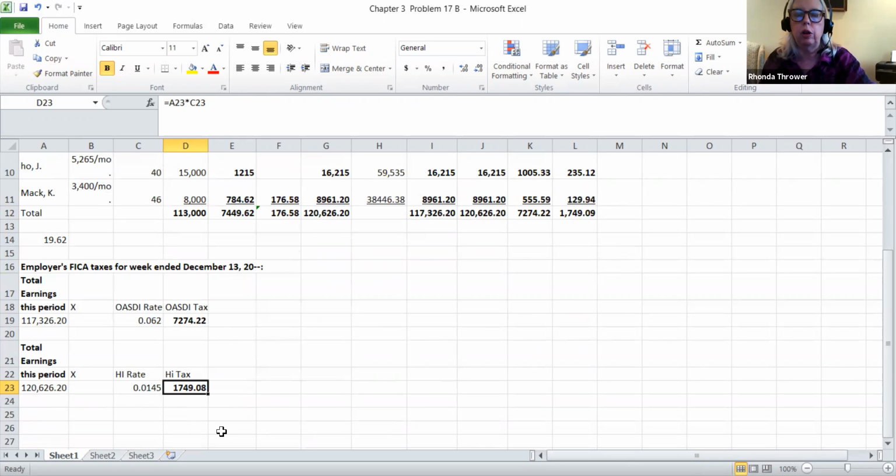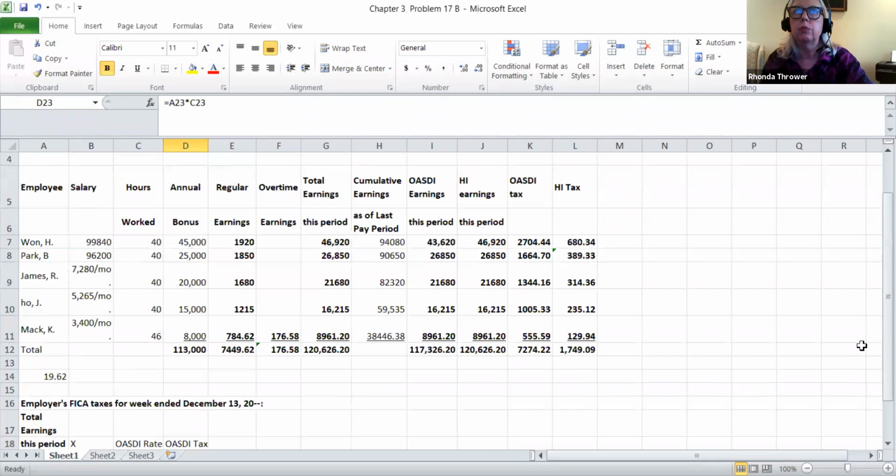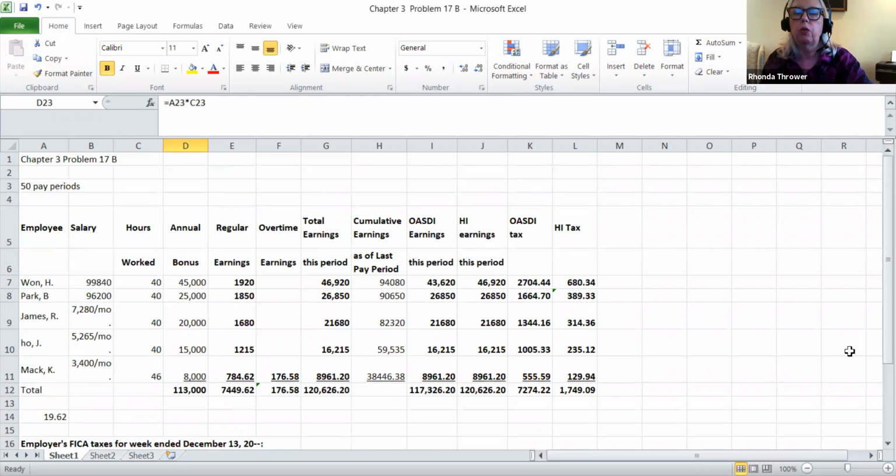So you'll remember in this chapter we've calculated also the employer's share of FICA, so that we can report that on Form 941 and report it depending on whether they're monthly or semi-weekly. And so that's all I'm going to talk to you about today.